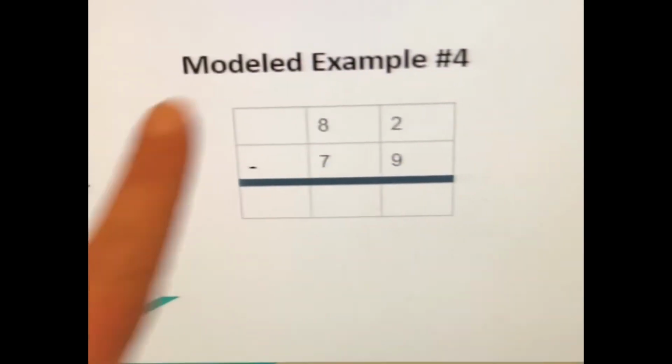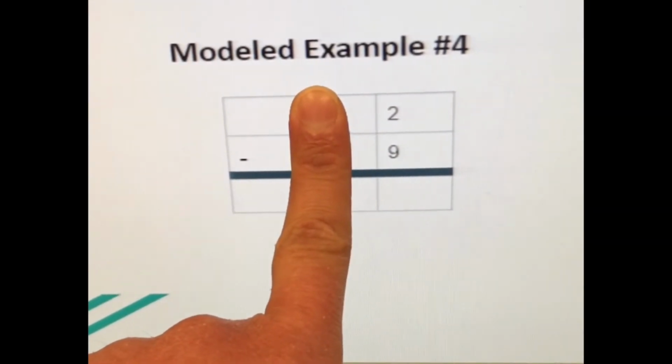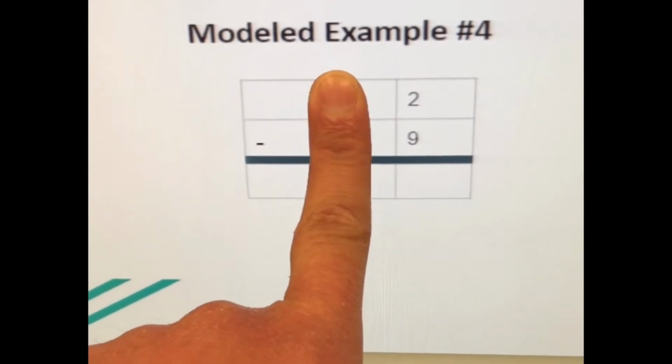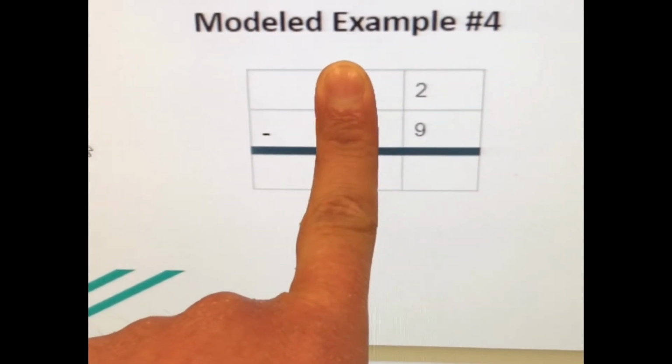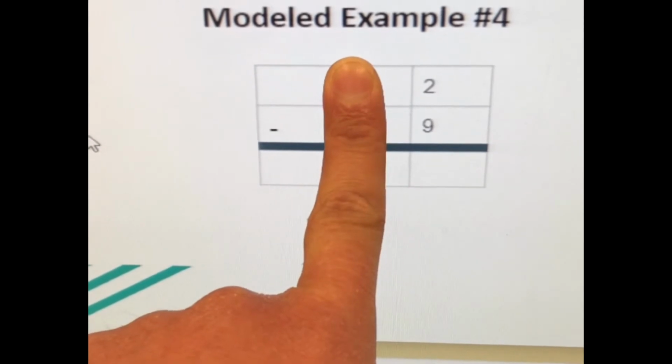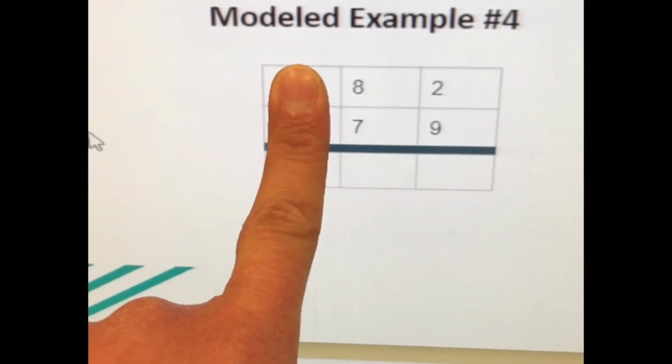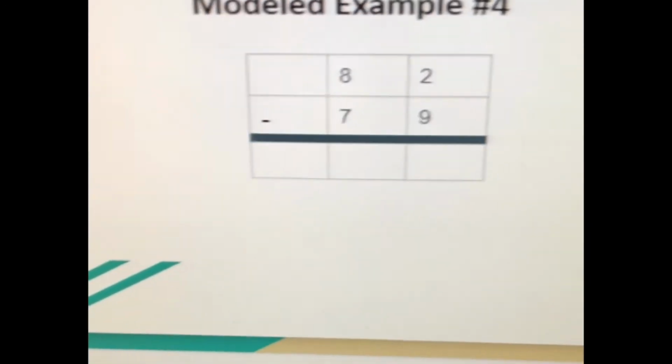So looking at the ones place, okay, the bottom number is bigger. 9 is bigger than 2. So when the bottom number is bigger, that tells us that we need to regroup. We can't start out with 2 and then take away 9. Alright, and then we have 8 minus 7 in the tens place.